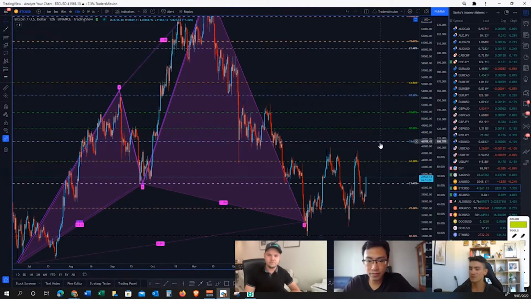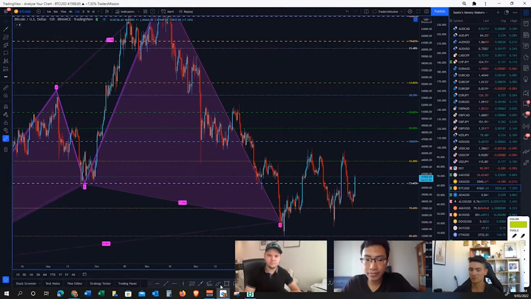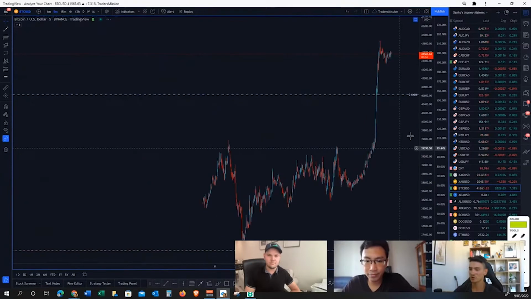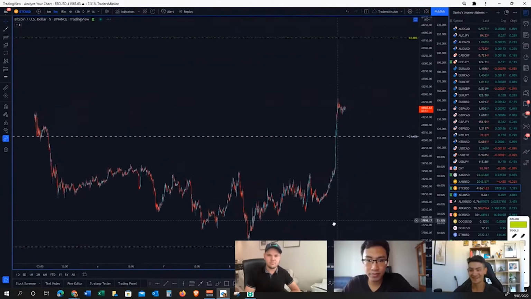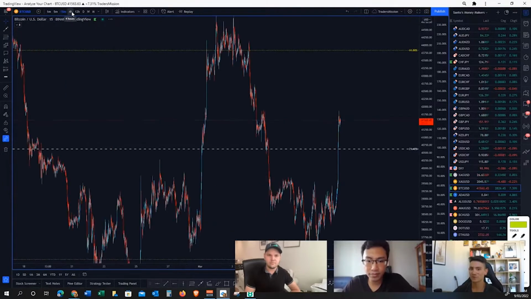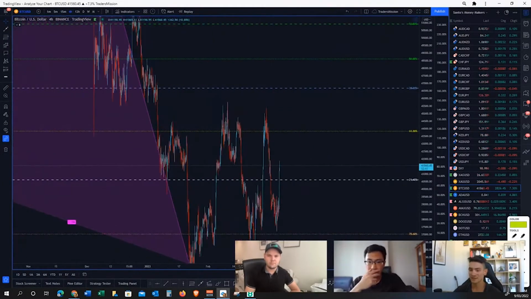So the minimum target for a pullback from this bounce would be 38.2% of the Fibonacci of the last D. So I'm looking for longs now, and if we jump on the 5-minute chart, I'm looking for any longs or long patterns. This is pretty vertical for a short-term time frame. But if we jump on the 4-hour, we are still looking for pullbacks to target the 38.2%.